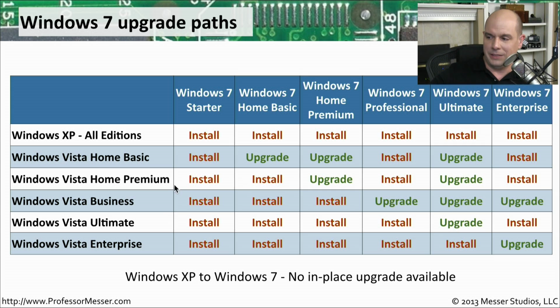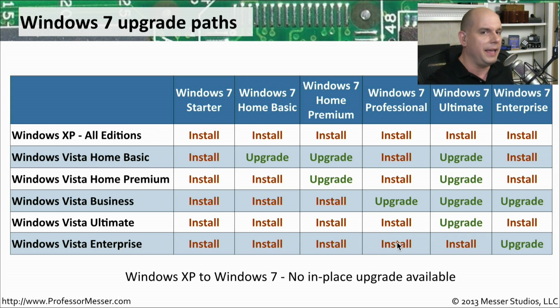So Windows Vista Business to Windows 7 Professional can be upgraded, an in-place upgrade where you simply slide in the Windows 7 installation media and install it from there. The other option you had was Windows Vista Enterprise. Notice Windows Vista Enterprise, I can't upgrade to Windows 7 Professional.